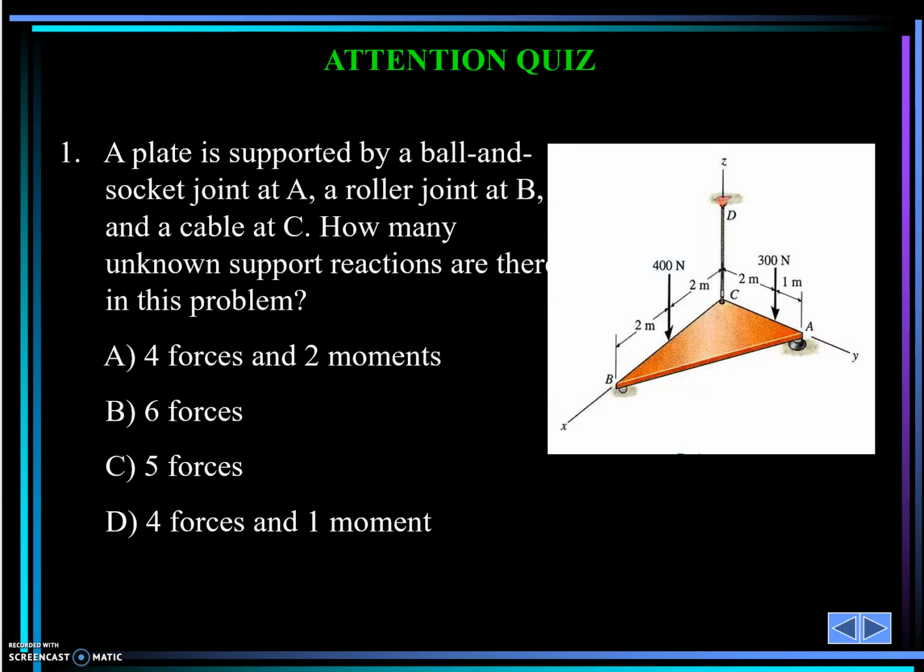Let me show you another problem. If I have a plate that's supported again on a ball and socket support, let's say at point A, and the roller at point B, and another cable right here. How many unknown support reactions? So we have 1, 2, 3, 4 at the bearing, 1 at this tension. So I have 5 unknowns right there.